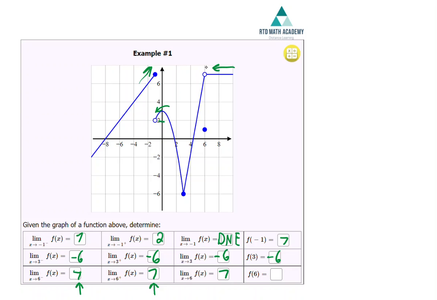But then in the next part here, f of 6, well, f of 6 isn't this point. There's a hole there. So f of 6 is actually going to be at a y value of 1. All right, so the limit isn't necessarily going to be the same thing as the value at that point.